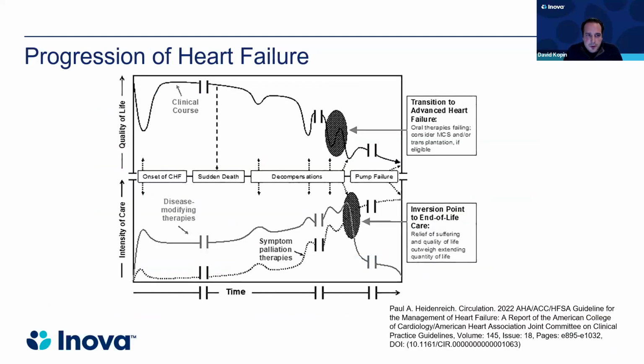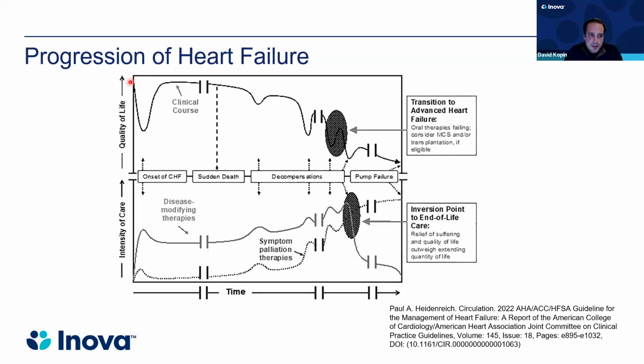Now, heart failure is a progressive disease. We try to slow that progression with our therapies, but I'm going to direct you to this slide to show the typical progression of heart failure. On the top half of this, we have quality of life. And on the bottom, we have intensity of care. And then on the x-axis, we have time.